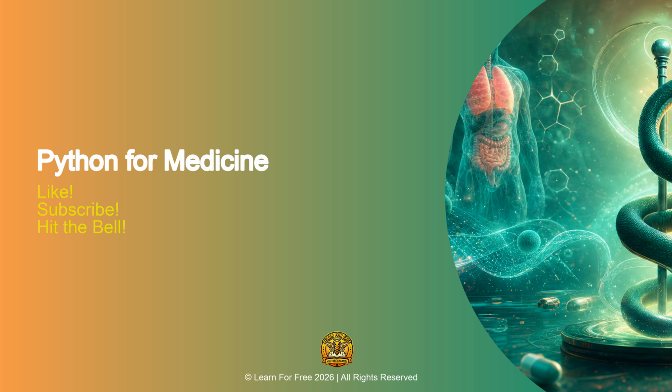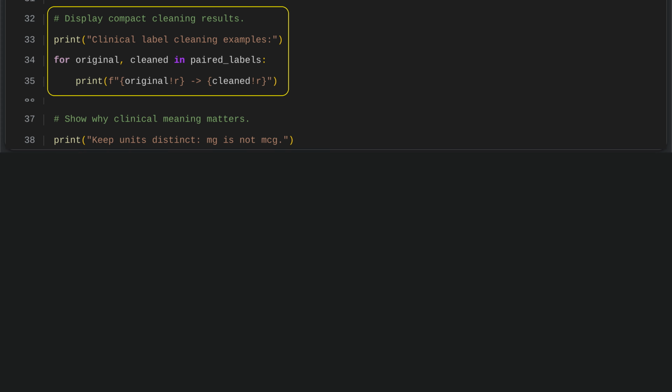The output begins with a short header that introduces examples of cleaned clinical labels. It then compares each original label with its cleaned version, making the transformation from raw text to processed text easy to see. This direct before and after view shows how well the cleaning process works.